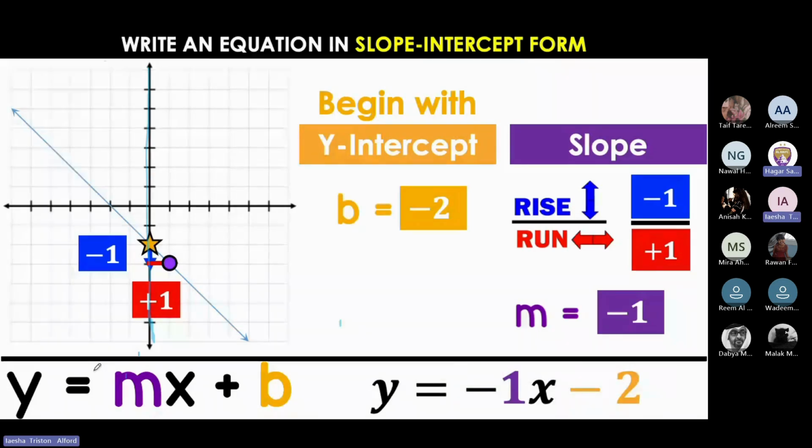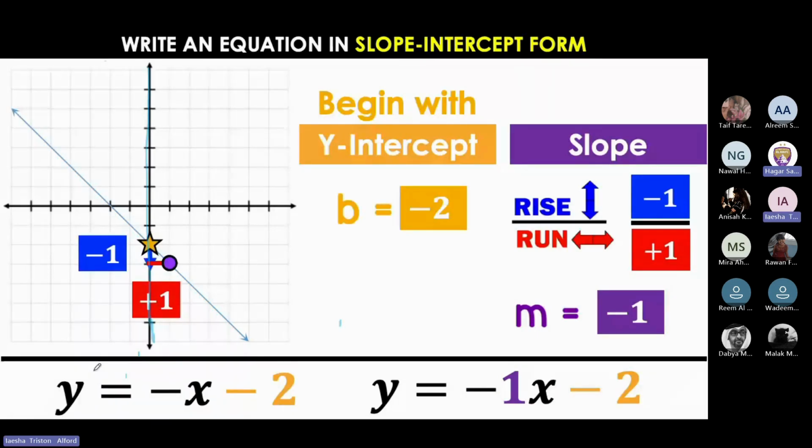Are they going to write -1? No, they're not going to write -1. They're going to put -x. So there are 2 numbers we do not write: the 0 and the 1. If you do not see the number, it means it's -1 or +1. Okay, let's try again.